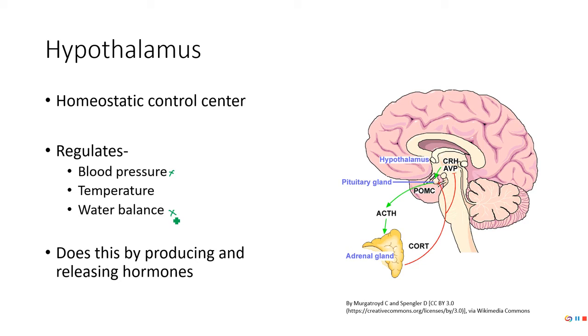And so the hypothalamus regulates this by producing and ultimately releasing hormones to try and maintain homeostasis, especially with these three variables. All right, and like I said, we'll talk about blood pressure and water balance. We won't talk about regulation of temperature in this class, but we do in PE 381.